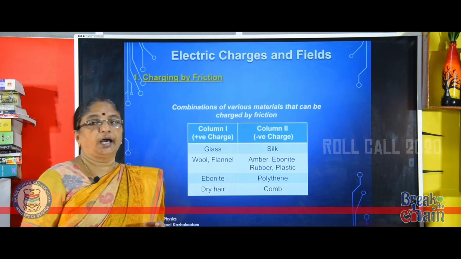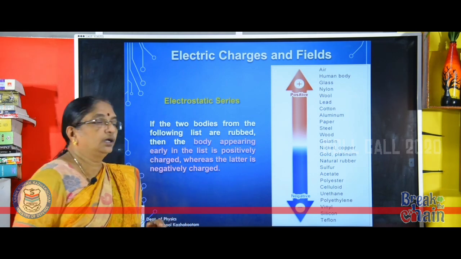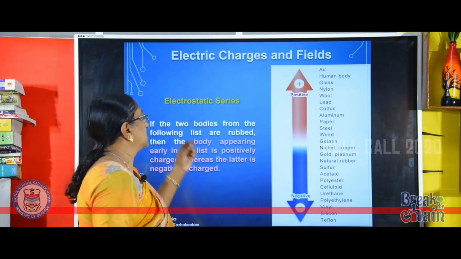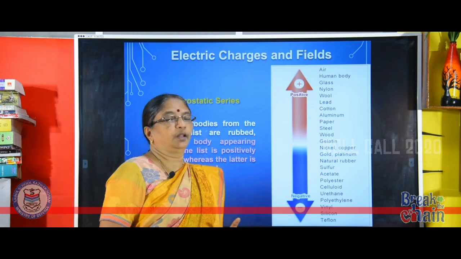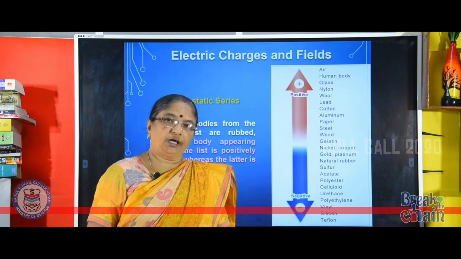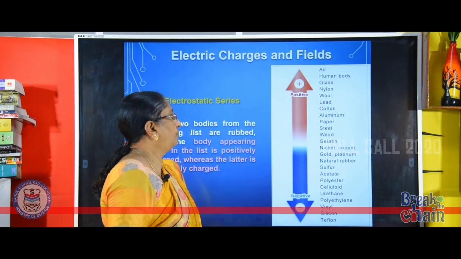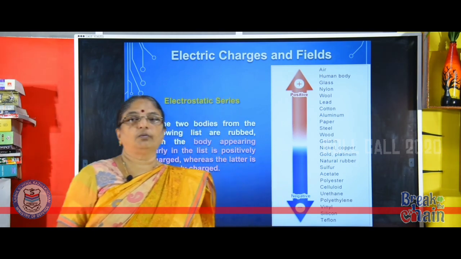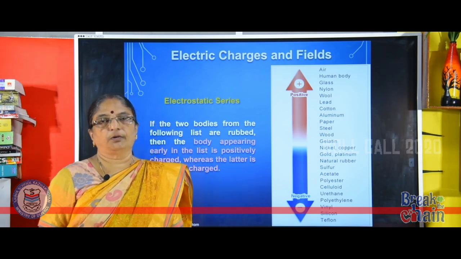So, like that we can arrange the substances in an order which gives the polarity of the bodies, and that series is known as the electrostatic series. We can arrange all the substances in a column, and from this electrostatic series we can understand which body becomes positive and which body becomes negative. See the electrostatic series, the glass rod is on top of wool. So, when a glass rod is rubbed with wool, glass becomes positive and wool becomes negative. So, materials at the top become positive and materials at the bottom become negative.